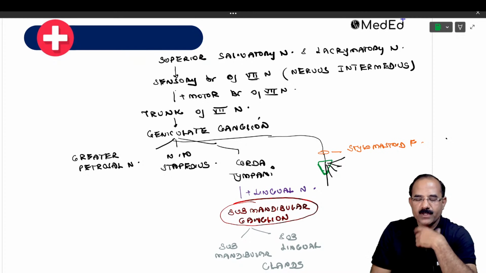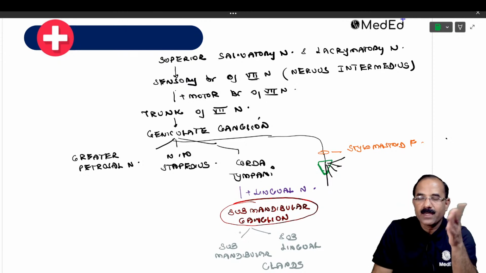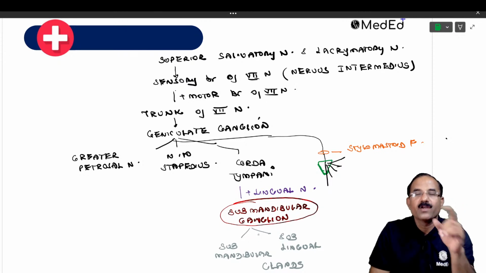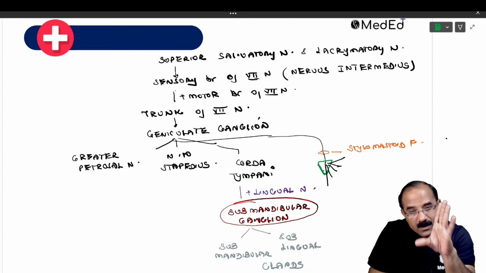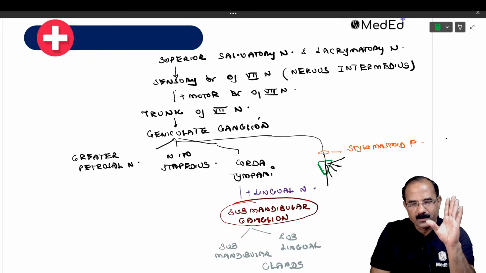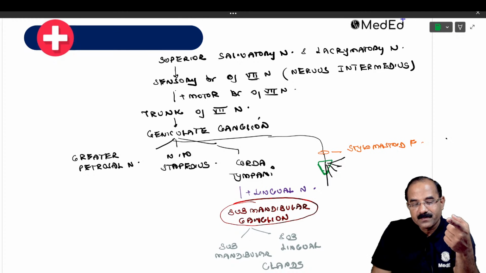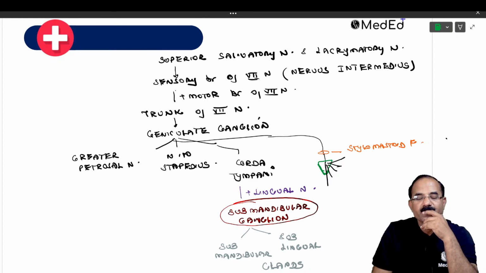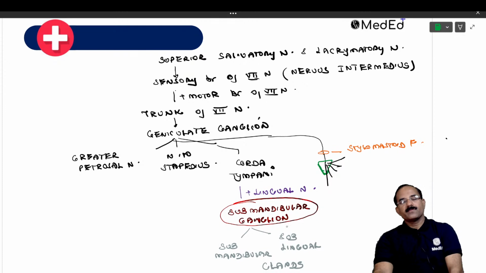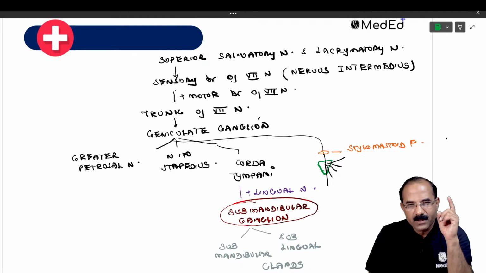The chorda tympani joins with the lingual nerve, goes to the submandibular ganglion, relays in the ganglion. अब ये क्या supply करेगा? Submandibular and sublingual gland. So which cranial nerve supplies the submandibular and sublingual gland? I'll repeat. Which nerve supplies the submandibular and the sublingual gland? Which cranial nerve? मुकुंद मैं रिपीट करता हूँ. Okay.